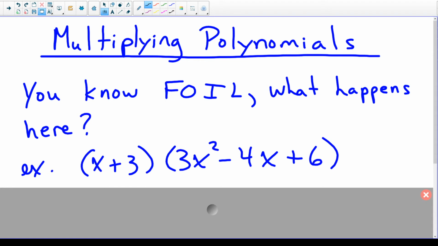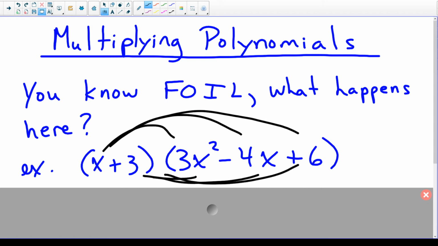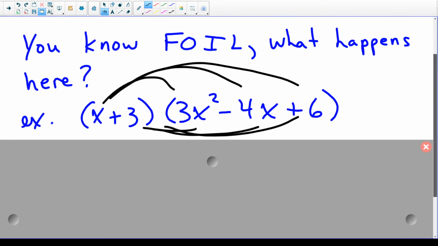But if you don't have a binomial times a binomial, for instance, we have a binomial times a trinomial here, how do you multiply those two together? Well, you can't use FOIL. You use multiple distributivity. You're going to distribute the x through all three, and you're going to distribute the 3 to all three. And it shouldn't take you much calculation to figure out that that means we're going to have 6 different terms that we're adding there.